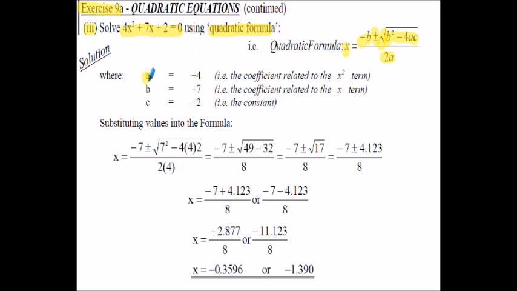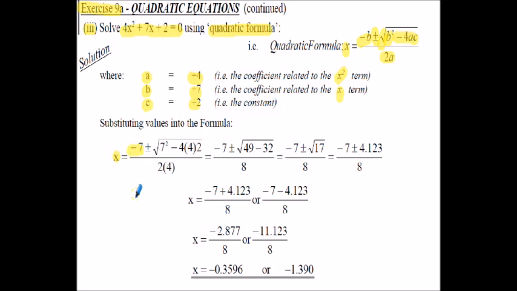Now we can read directly from the equation the constants a, b and c. So in this case, constant a is the plus 4, that's associated with the x squared term. Constant b is plus 7, that's associated with the x term. And constant c is plus 2. All we do now is put these values of a, b and c into the quadratic formula. Just be careful of the signs. In the equation, we start with x equals to minus b.